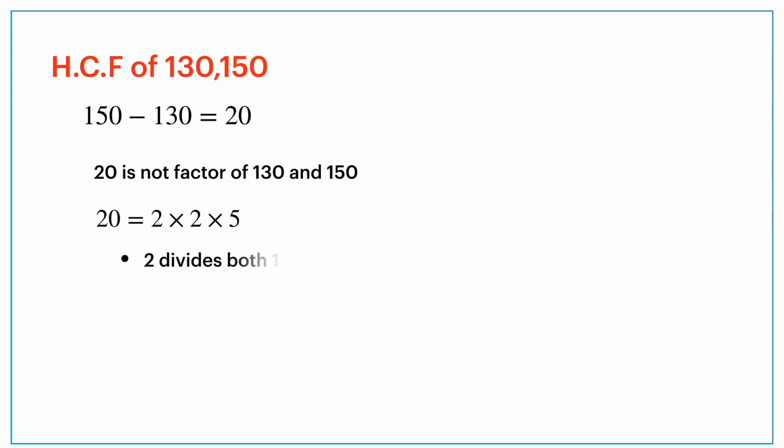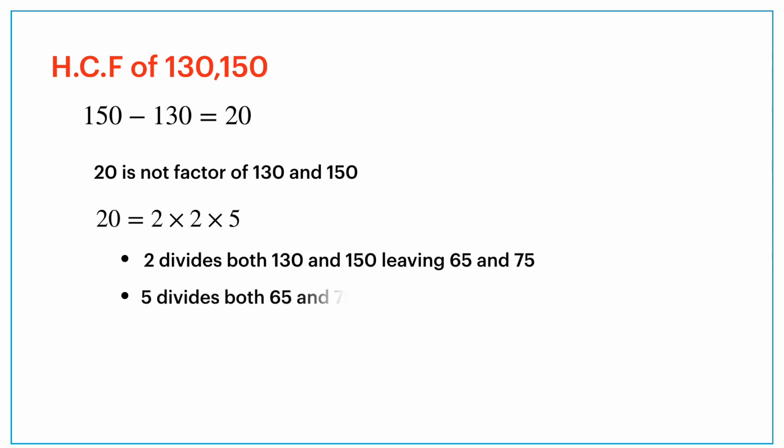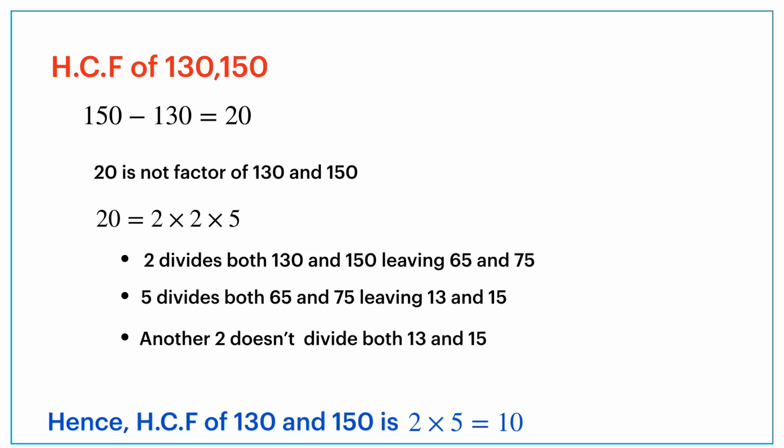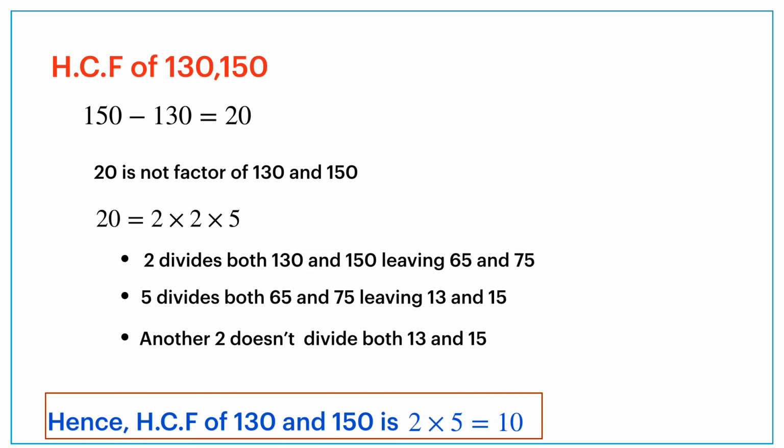The number 2 divides both 130 and 150, resulting in 65 and 75. Then 5 divides both 65 and 75, resulting in 13 and 15. Another 2 does not divide both 13 and 15. Therefore, the HCF of 130 and 150 is 2 times 5, that is 10.